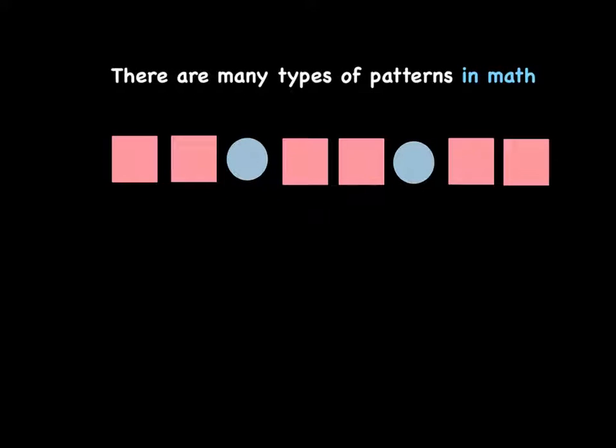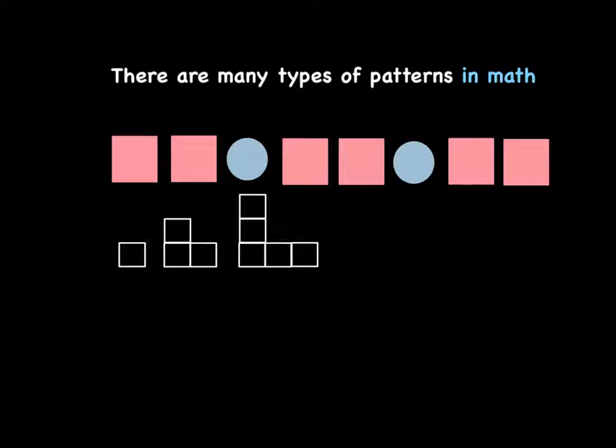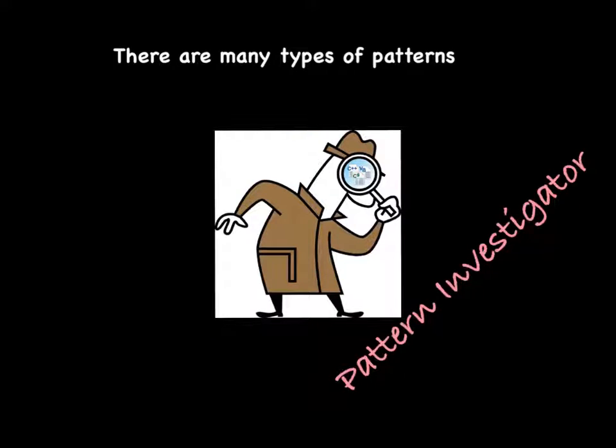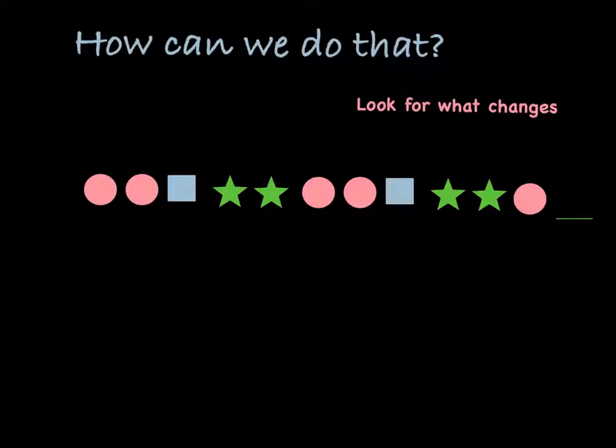For example, you could see a sequence of geometric shapes such as this, or you could see a design that increases as it continues from term to term, or you can also see a sequence of numbers. No matter what type of pattern you are dealing with, in order to generate them or extend them, you have to become a pattern investigator, or PI. So in order to become a good PI, you're going to have to look at each pattern very carefully and look for what changes.